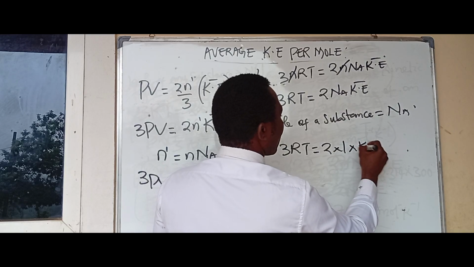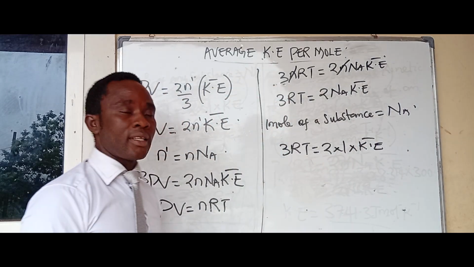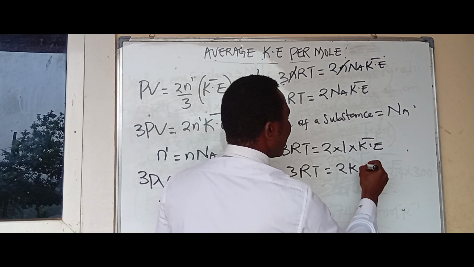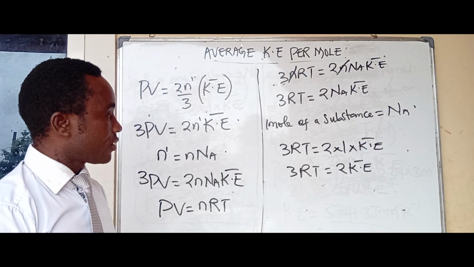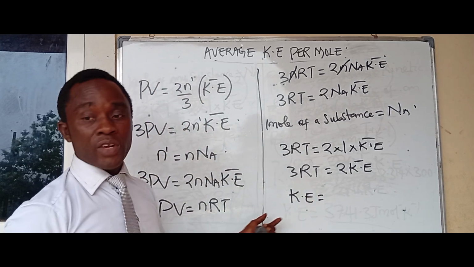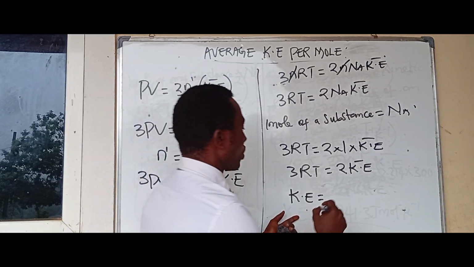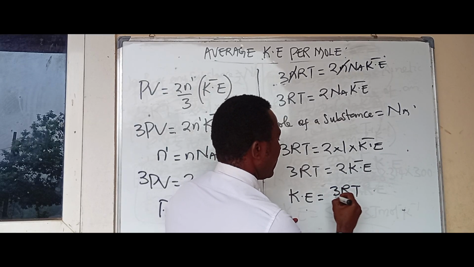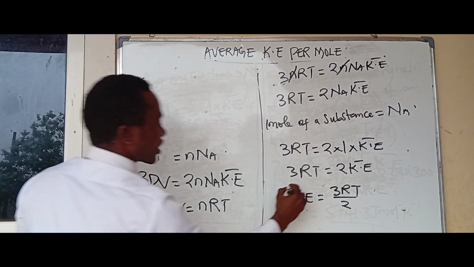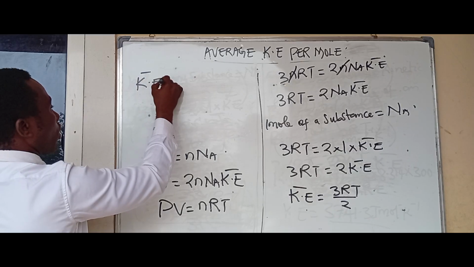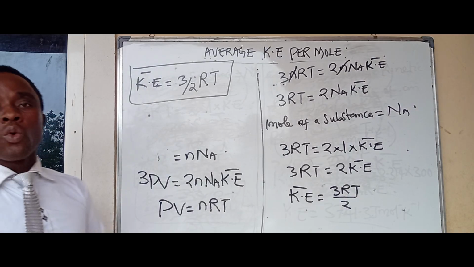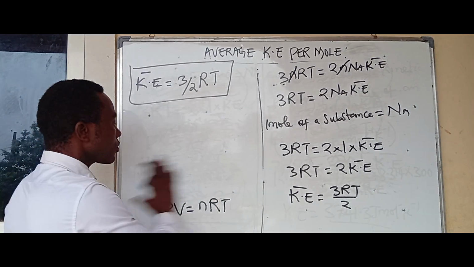then multiplied by the average kinetic energy. That is to say that 3RT will be equal to 2 multiplied by the average kinetic energy. So the average kinetic energy will become equal to 3RT divided by 2. In view of that, we can conclude that average kinetic energy equals 3/2 RT. So this is the formula that we can use to calculate the average kinetic energy of a gas.